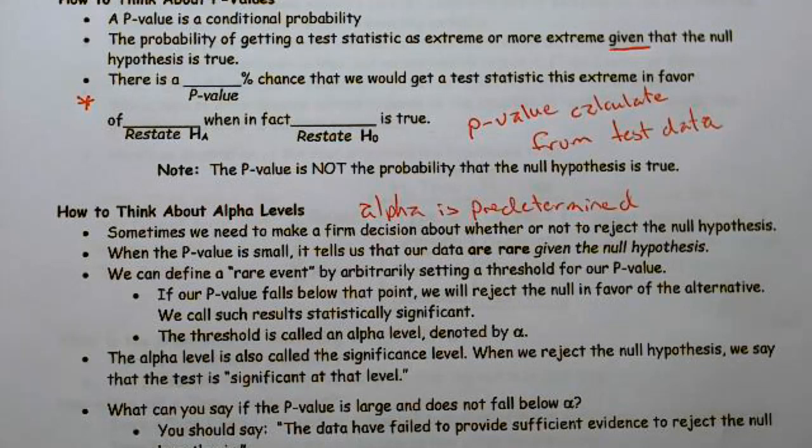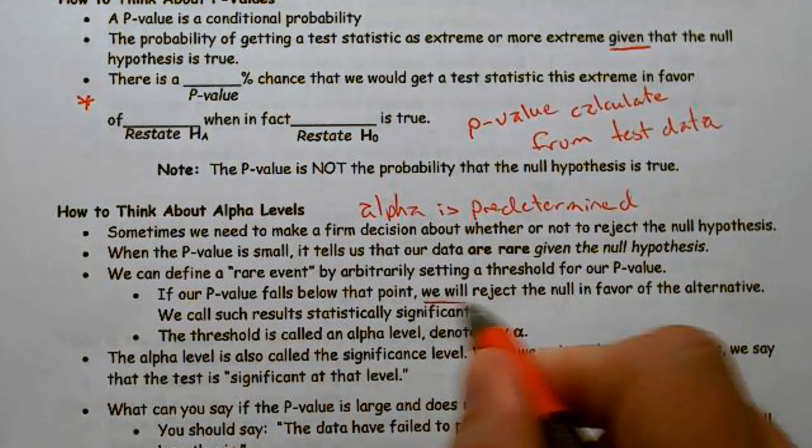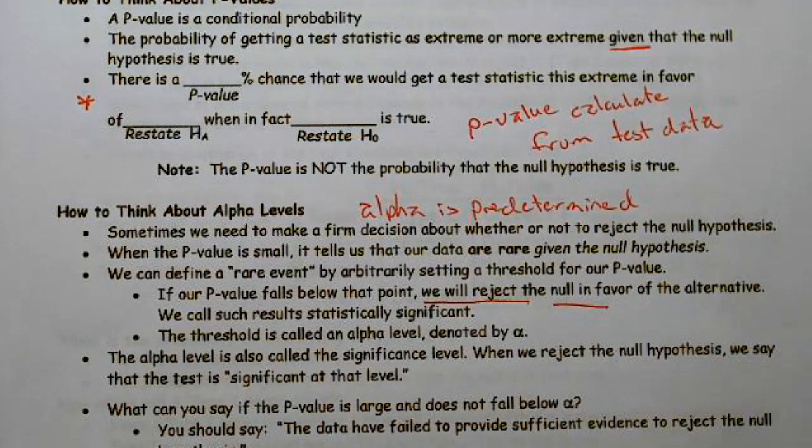But regardless, alpha is predetermined, and then we actually calculate the p-value from the test data. And remember, if the p-value falls below that alpha that we predetermined, we reject the null. All right, so that's nothing new, because that's what we've been doing with hypothesis tests.